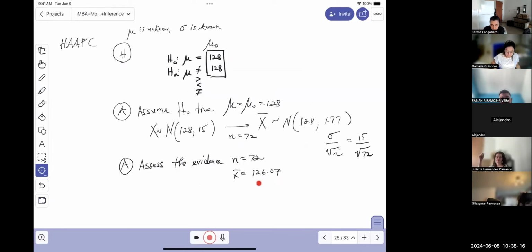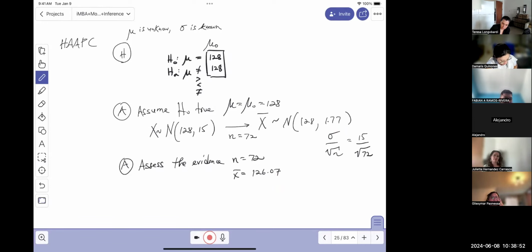So if somebody borrowed money from you for $128 and they come back and give you 126.07, are you going to be so mad that they didn't give you the extra $2? You're not going to be so mad. If they're a good friend or your little sister, you don't care, right? So they're not that different, but we need to assess it in terms of this very small standard deviation. It feels like it's not that big of a deal, but let's see.